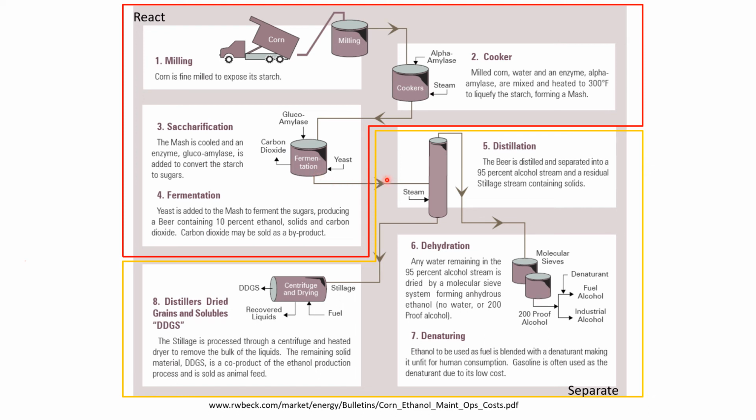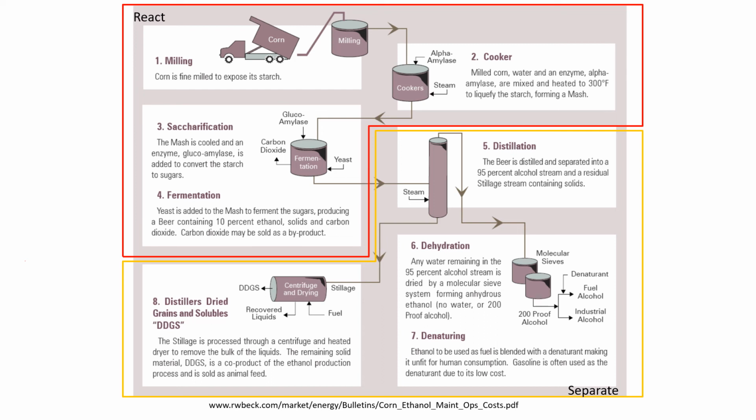What leaves the reactor contains our desired product and a number of potentially undesired products, and it goes through a series of separation steps: distillation, molecular sieves, and then centrifugation and drying, in order to produce our desired product, which is the ethanol, as well as other potentially undesired products. This is really our desired product, the ethanol, but other byproducts that could be of value as well, such as the DDGS.